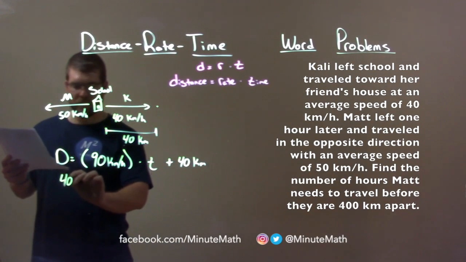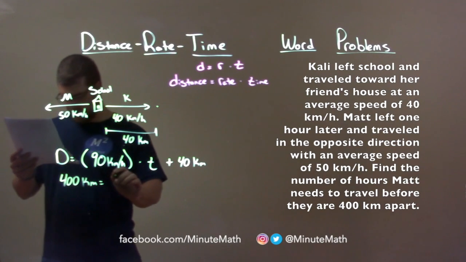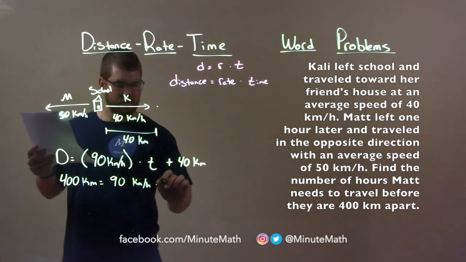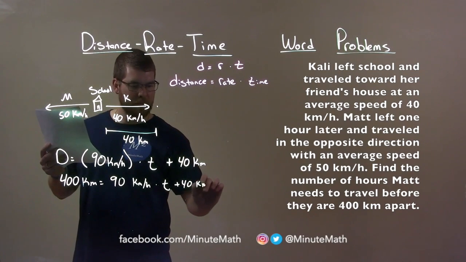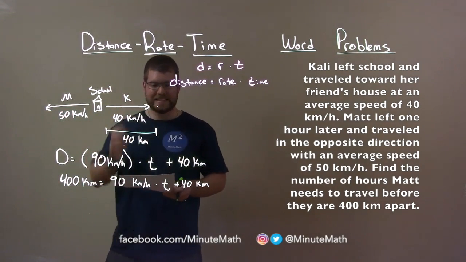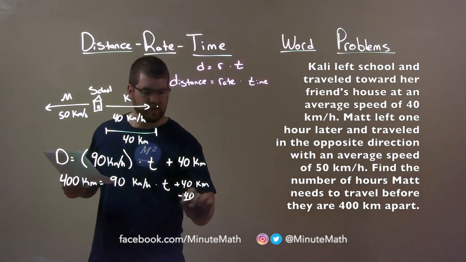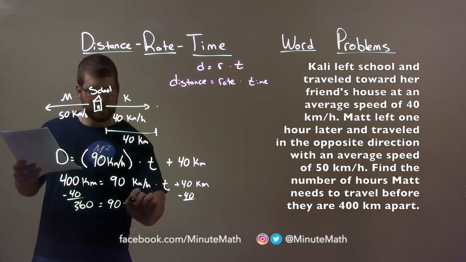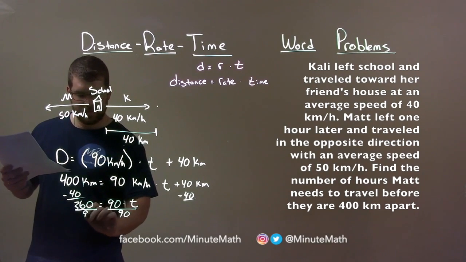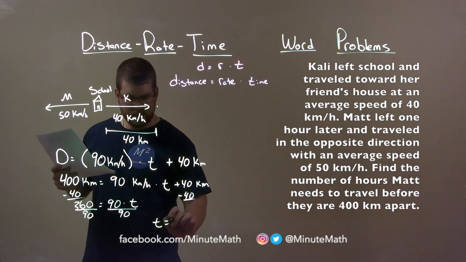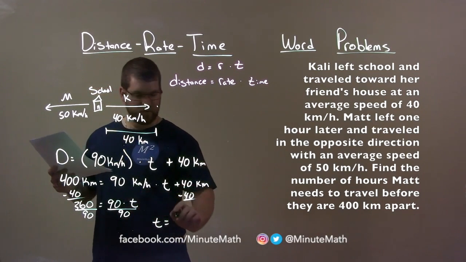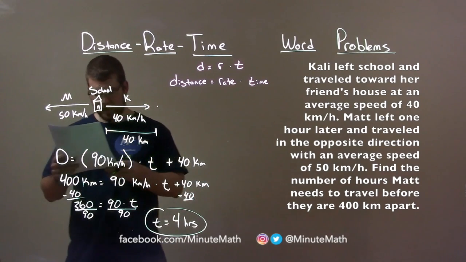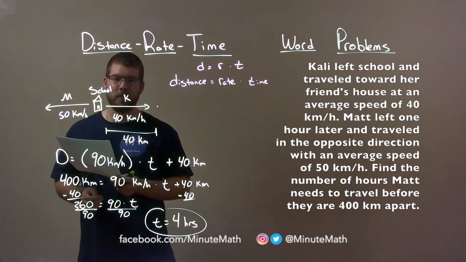That's the goal, right? So 400 kilometers equals 90 kilometers per hour times t plus 40 kilometers, okay? So now let's go solve for t. We subtract 40 from both sides, and we're left with 360 equals 90 times t. Divide both sides by 90, and we're left with t by itself. 360 divided by 90 is 4, so 4 hours. And so it will take Matt 4 hours of driving until Callie and Matt are 400 kilometers apart.